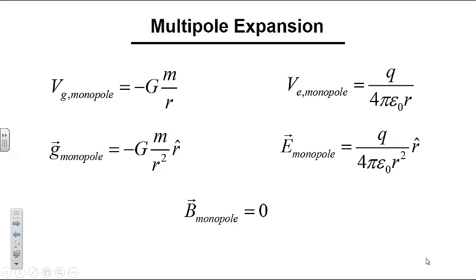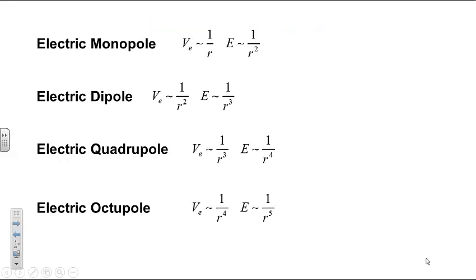The different terms in the multipole expansion of the electric potential and field have different dependencies on the distance from the center of the distribution of electric charge. This results in the higher order terms in the multipole expansion contributing proportionally less and less to the potential or field as the distance from the distribution of electric charge increases.